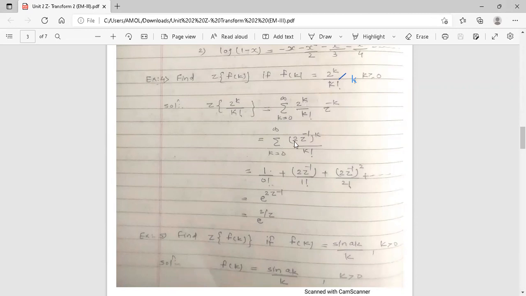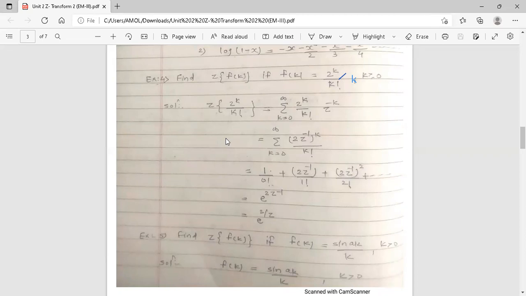So the term here is (2Z^-1)^k upon k factorial, where k varies from 0 to infinity. Now put k equal to 0. When the power is 0, the value of the term is 1. So 1 upon 0 factorial plus 2Z^-1, k equal to 1, 2Z^-1 upon 1 factorial, plus (2Z^-1)^2 upon 2 factorial, plus so on.